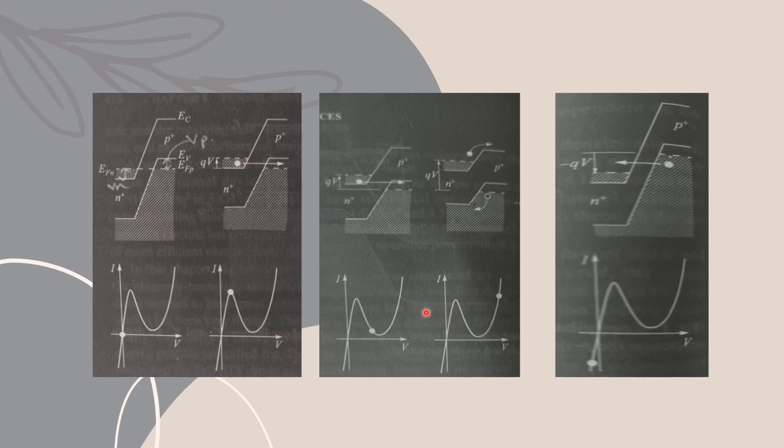So these are the energy band diagrams, and from these energy band diagrams we get this static characteristic curve, right? I hope you understand this topic.